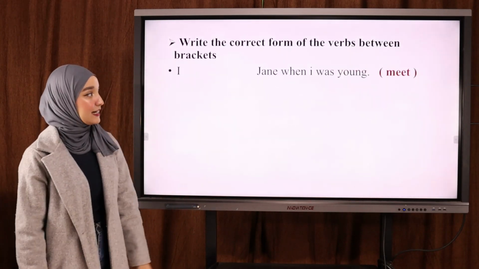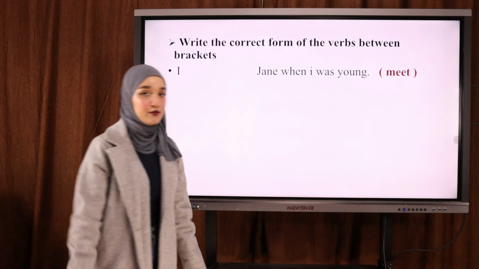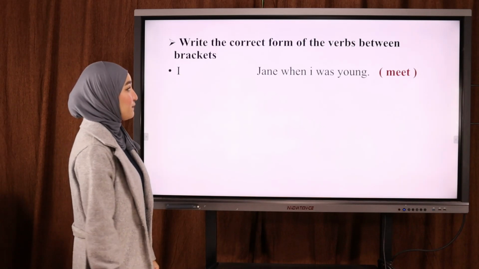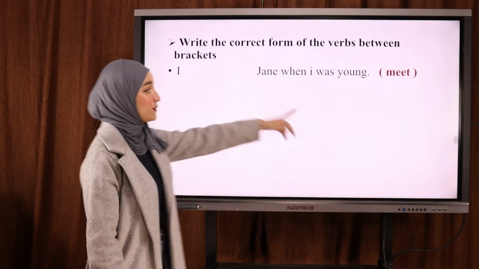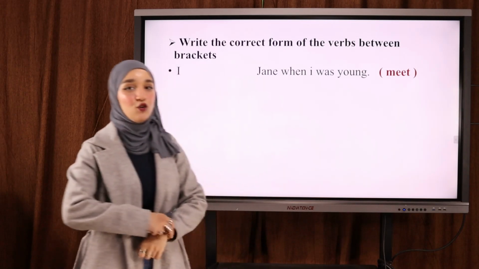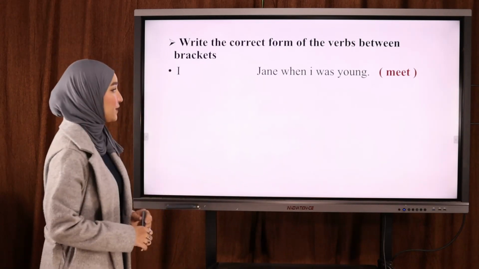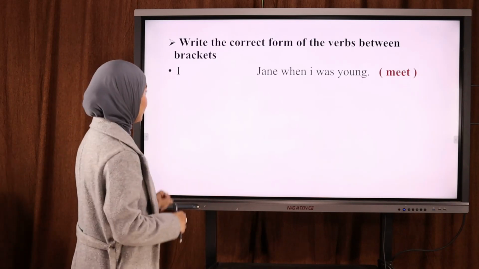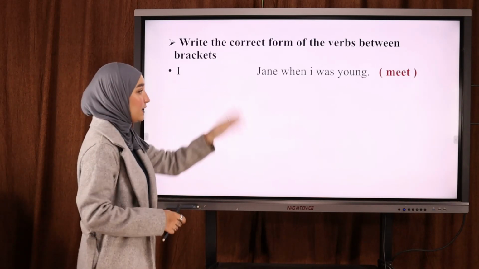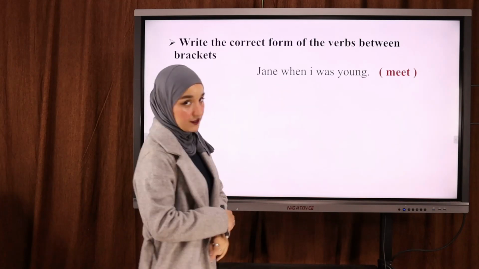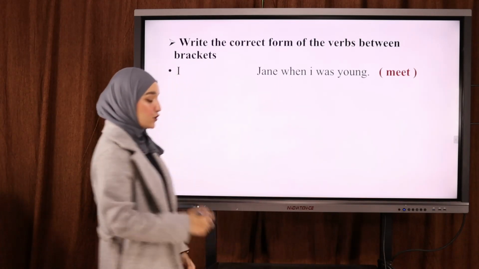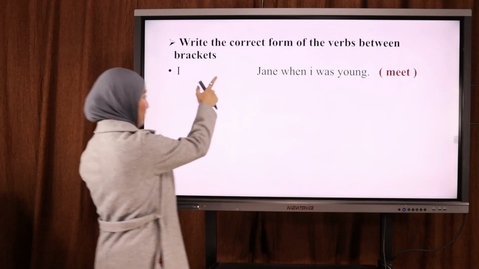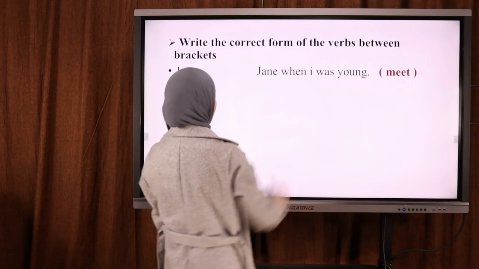Okay, let's take some examples, okay? We have an exercise here. So, write the correct form of the verbs between brackets. So I have verbs here. أفعال بين قوسين نقوم بتصريفها. Together, you and me, okay? The first sentence, I blank, فراغ, Jane, when I was young. And I have the verb meet. So meet is ألتقي. So, I blank Jane when I was young.